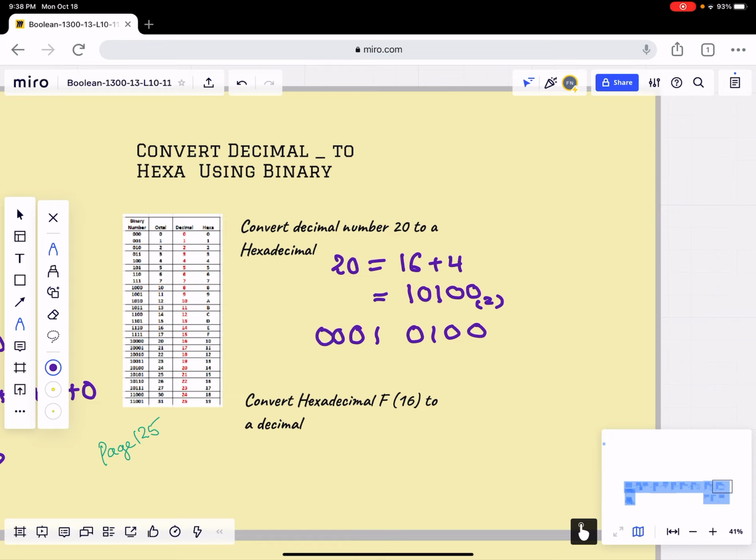All right, now you have to change that to the hexadecimal. So this is 1, and this is 4. So the answer is 14 hexa.